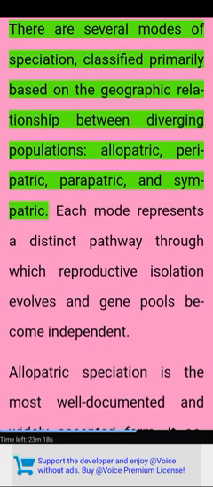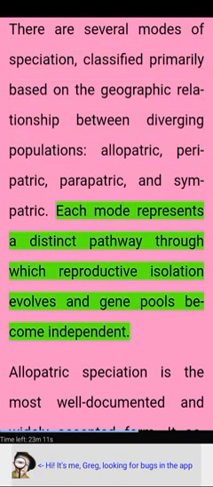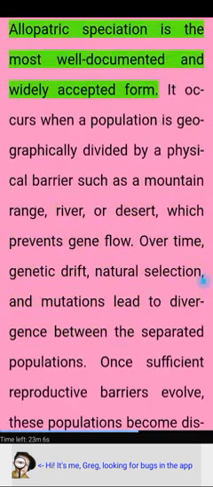There are several modes of speciation, classified primarily based on the geographic relationship between diverging populations: allopatric, parapatric, and sympatric. Each mode represents a distinct pathway through which reproductive isolation evolves and gene pools become independent.